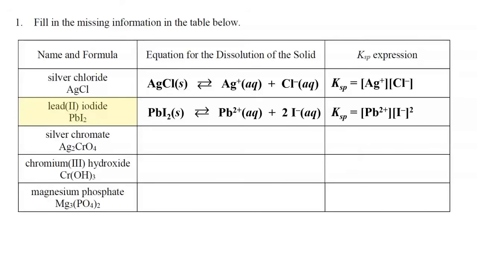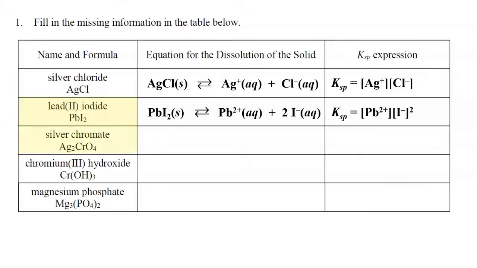So it's going to be concentration of the lead ion times the concentration of the iodide ion squared, again, raised to the second power, because we always use the coefficients as exponents when we write either a Kc or a Kp. All right, our next example is another compound that contains silver.